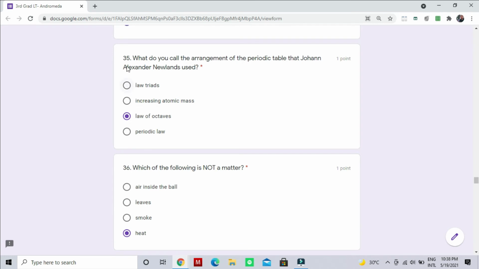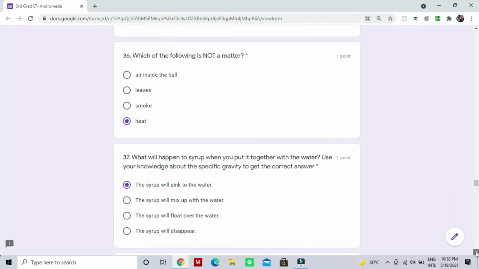Question number 35. What do you call the arrangement of the periodic table that Johann Alexander Newlands used? The correct answer is law of octaves. Question number 36. Which of the following is not a matter? The correct answer is heat.